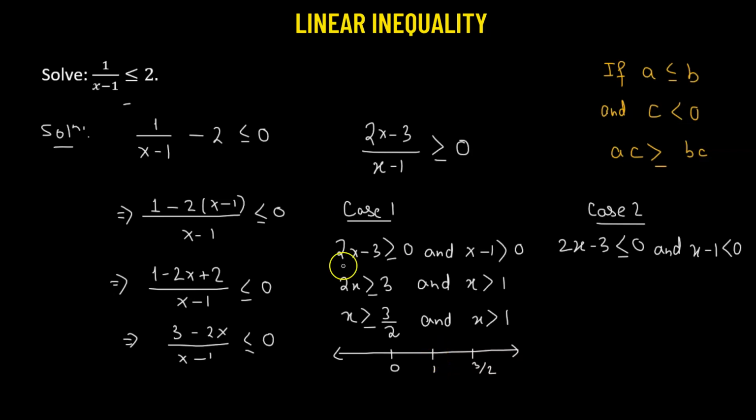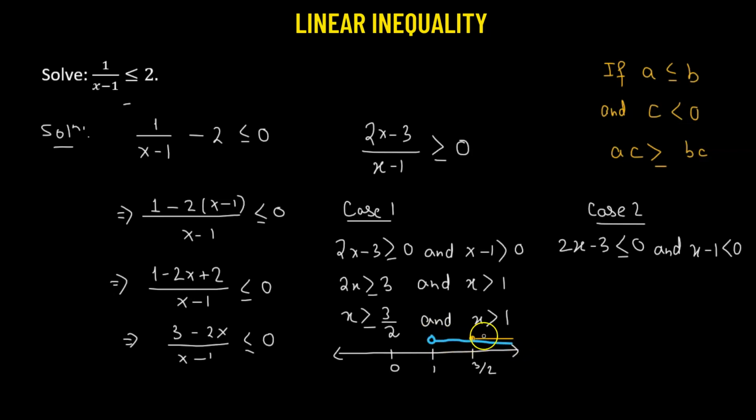Now it's given here that x will take all the values which are greater than or equal to 3 over 2. That means all the solutions of x are going to lie to the right side of 3 over 2. It will start from 3 over 2 and go all the way up to positive infinity. And the second one is saying that we have to consider the values of x which are greater than 1. So here 1 is not included, but we'll take all the values which are greater than 1.